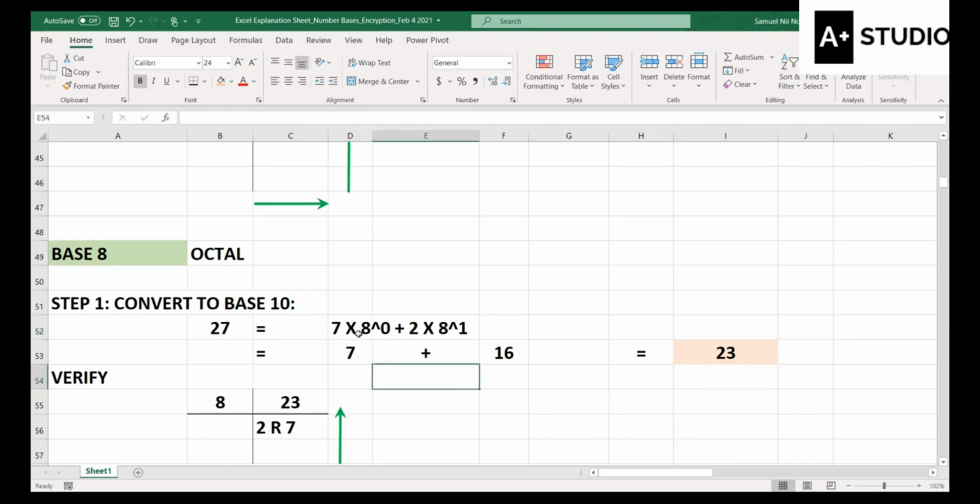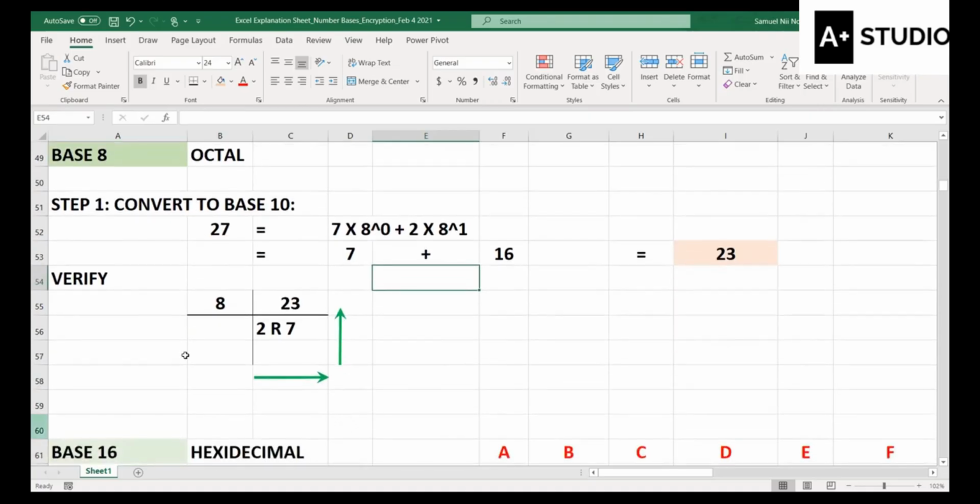When you evaluate this, 8 to the power 0 will give you 1, so 7. And 8 to the power 1 will give us 8, 2 times 8 is 16. 7 plus 16 will give us 23. Again, let's verify. 8 into 23 is 2, 8 times 2 is 16, remainder 7. That gives you 2, 7, which is exactly the value we started with. Okay? So this is base 8. You can pick any number and go through the same procedure. That will show that the number is in base 8.